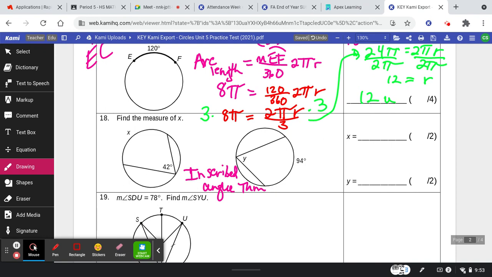So my inscribed angle, here's the rule, Leo. The angle is half of the arc. That's the rule. So looking at the y, Leo, what would I do to the 94 to get the y?